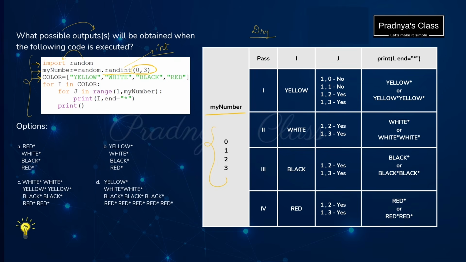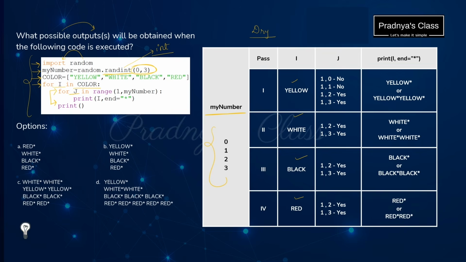Let's move ahead to the next statement. Here is a list with some names of the colors: yellow, white, black and red. Look at the for loop. For I in color, I is iterating over the list. So the possible values of I will be yellow, white, black and red. Moving ahead, there is a nested for loop.